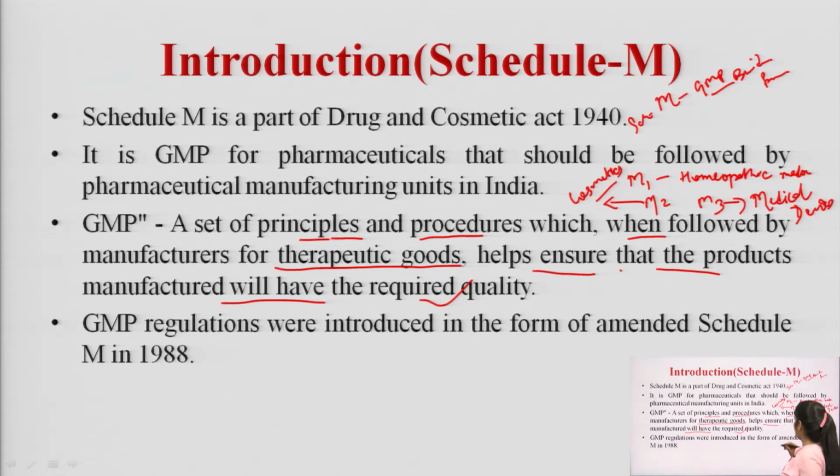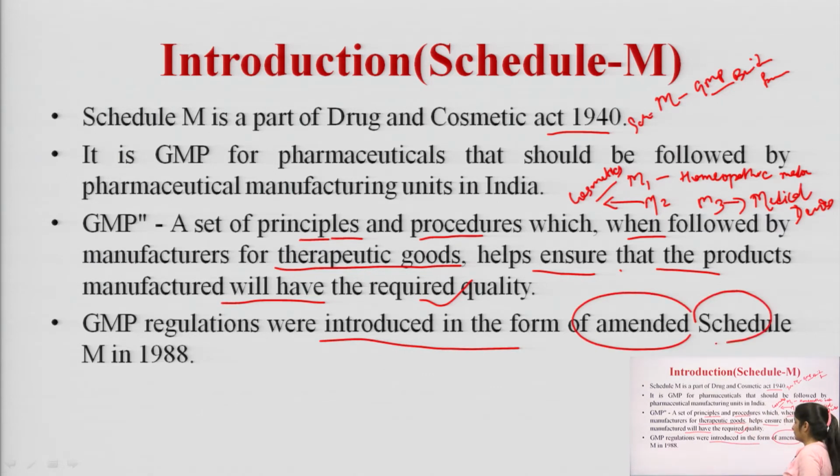So, हमें पता लग गया कि शेड्यूल M के 3 पार्ट होते हैं, M1, M2 and M3. And as we all know that the Drug and Cosmetic Act was enacted in 1940, but GMP regulations were introduced in the form of amended Schedule M in 1988. You can see there is a huge difference in the duration.